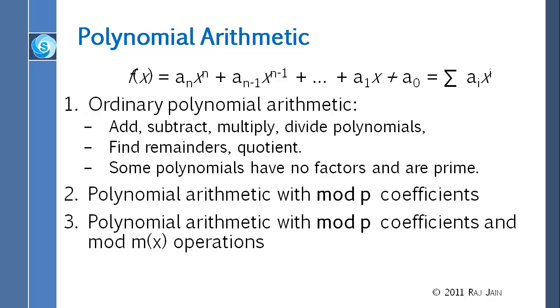So some polynomials have no factors and therefore they are prime polynomials. You know how to factorize a polynomial, and if you cannot find a factor, then that's a prime polynomial. So polynomials have the same properties that numbers have. So that is the normal arithmetic that is taught in high school. What is not taught in high school is probably the polynomial arithmetic with mod p coefficient.